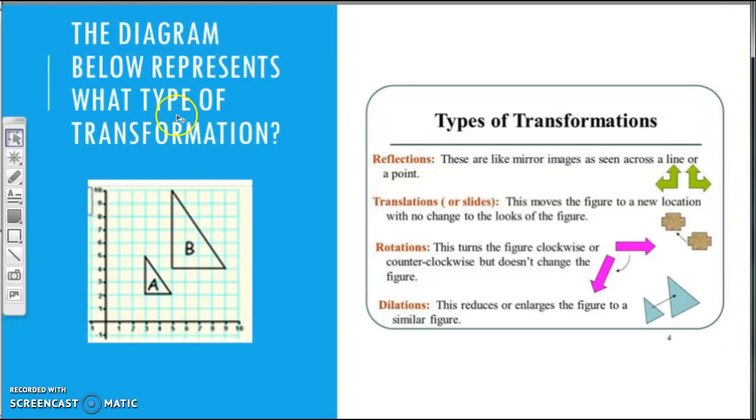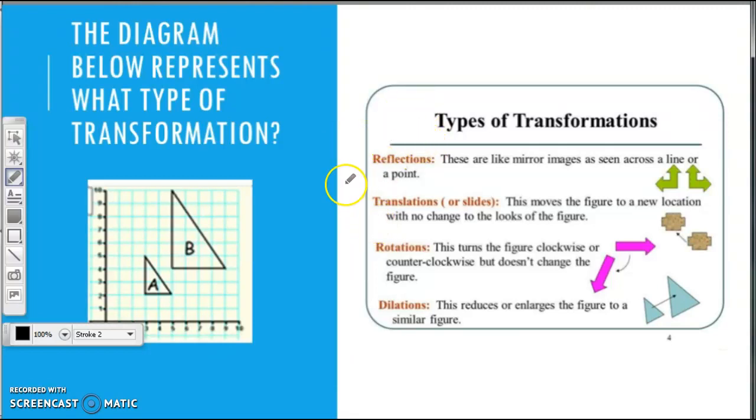All right, we have talked about 4 different types of transformations. We've talked about reflections, translations, rotations, and dilations. Remember, the word transform just means to change. If you think about the Transformers from the movies, they change from a car into a robot or a robot into a car.